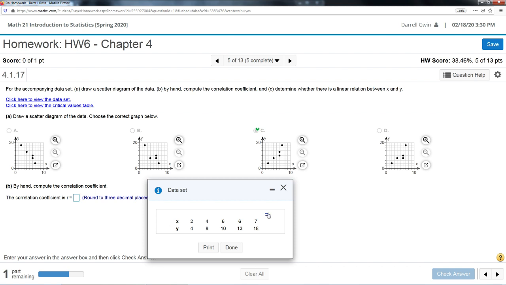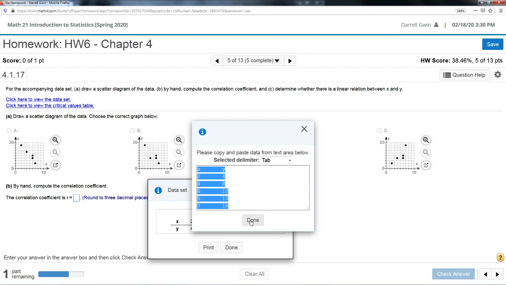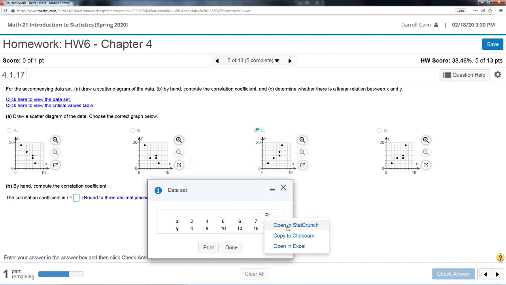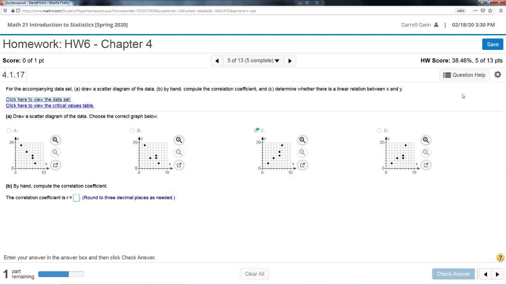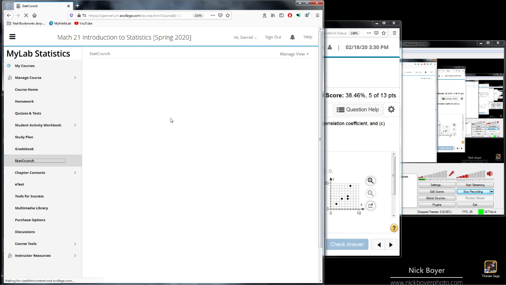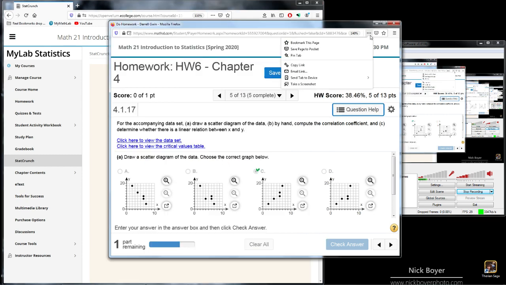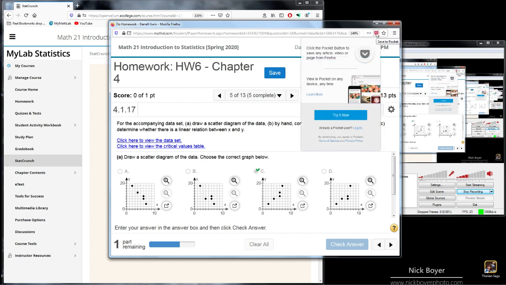The correlation. Let's copy this into clipboard. Copy. Open StatCrunch. Nope. StatCrunch is operating really funny. Really makes me sad. Could be a pop-up blocker, but I really don't know. It's hard to tell. Is there a pop-up blocker? Nope.